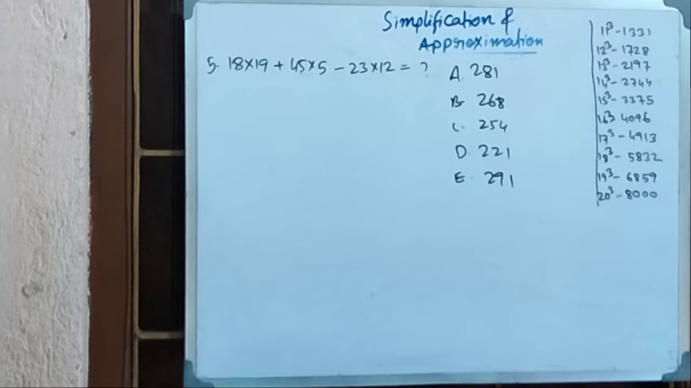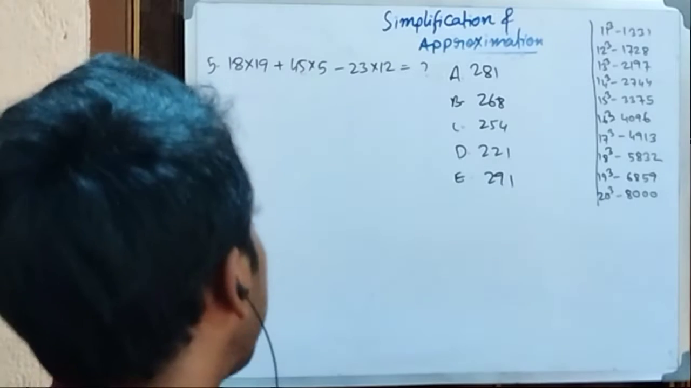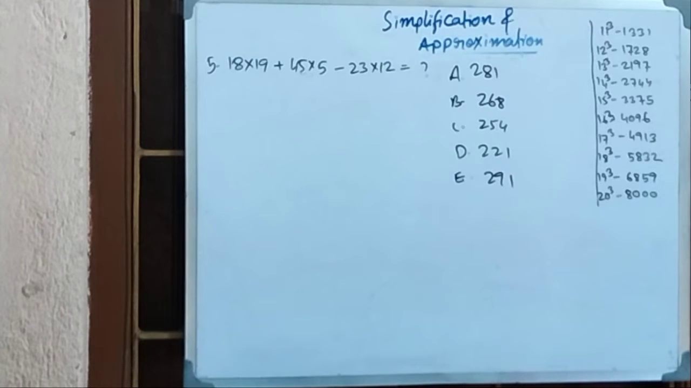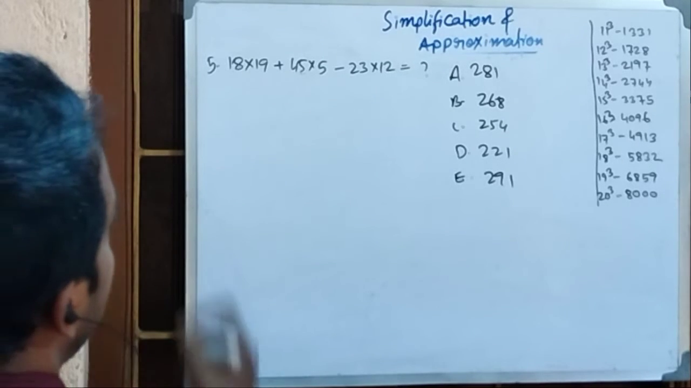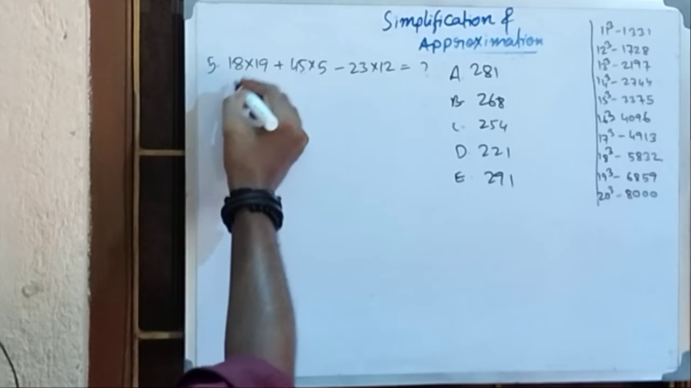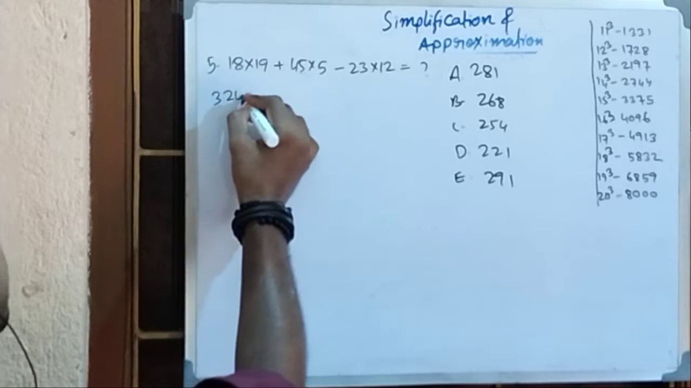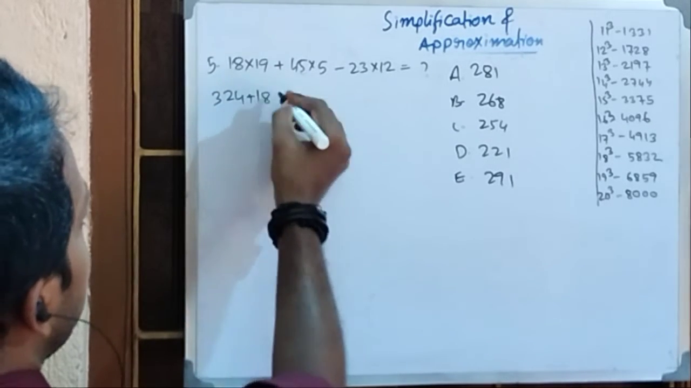How will you solve it? What is the process to solve this question? Yes, in the traditional method you can multiply, but will you go into the multiplication? 45 into 5 you will multiply, or some other method you can apply. See, 18 into 19. So what can I do? I will take 18 square. 18 square is 324. 324 plus 1 more 18 is there, plus 18.